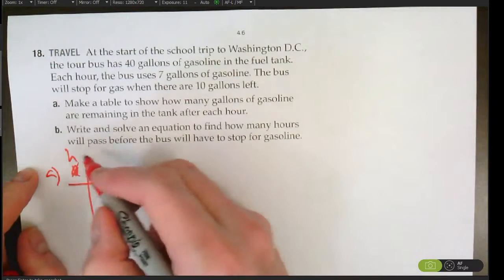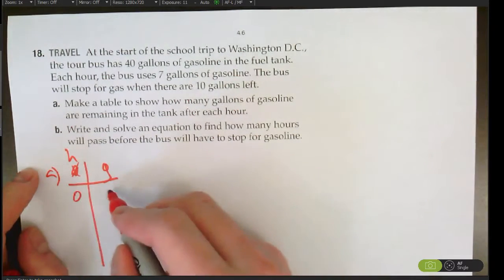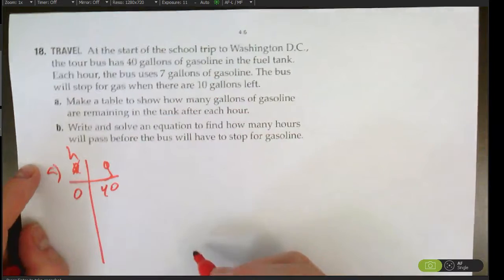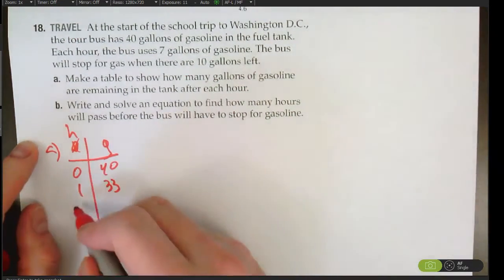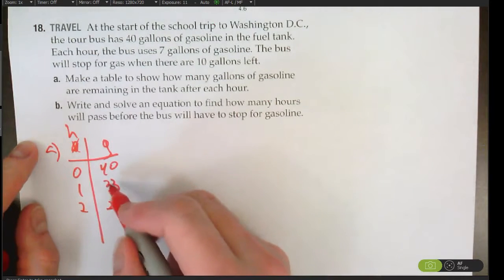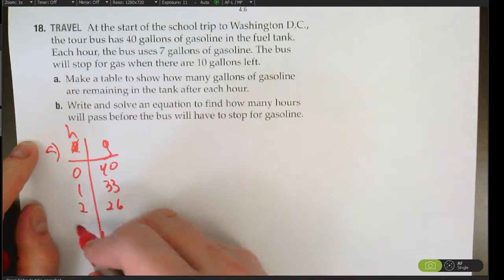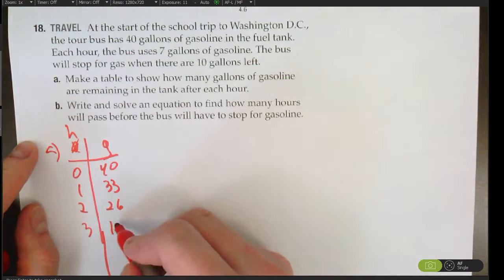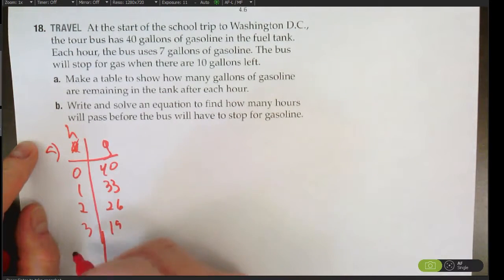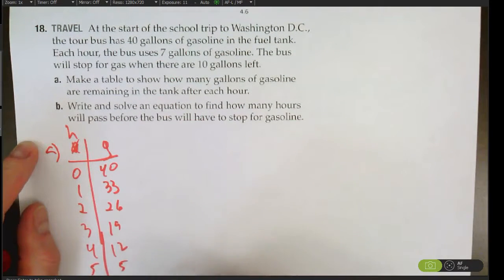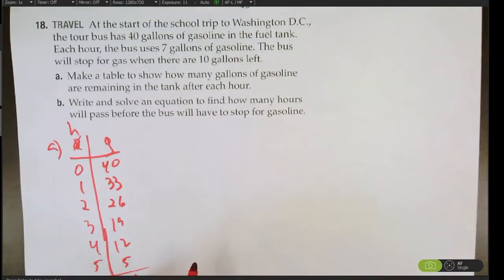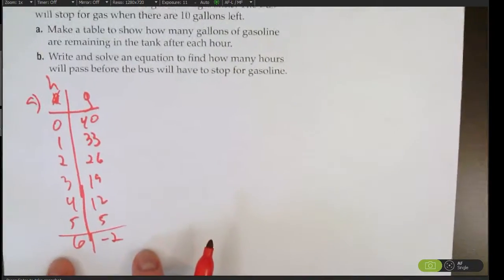We'll call this hours, and this is gas. So at 0 hours, we had 40 gallons. But 1 hour later, we lost 7 gallons, so we're down to 33. 2 hours later, we lost 7 more, so we had 26. 3 hours, we lost 7 more, so we had 19. 4 hours, lost 7 more, so we had 12. 5 hours, we were down to 5, and then 6 hours, we'd actually be at -2. So somewhere between 5 and 6, we ran out of gas. Sorry, I'm off the screen there, aren't I?